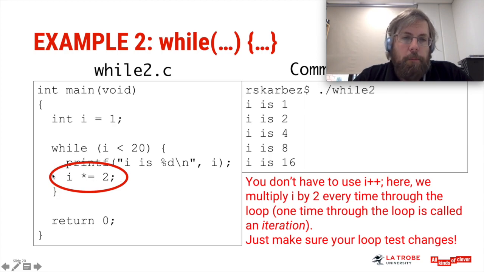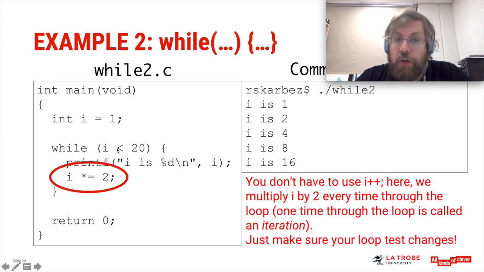So if you remember from the lecture where we talked about logical operators and bitwise operators and the compound assignment operators, this means take the value of I, multiply it by 2, store the value back in I. So the first time through the loop, we have I is 1. Is I less than 20? Yes. Print out 1. Multiply I by 2. So I is now equal to 2.